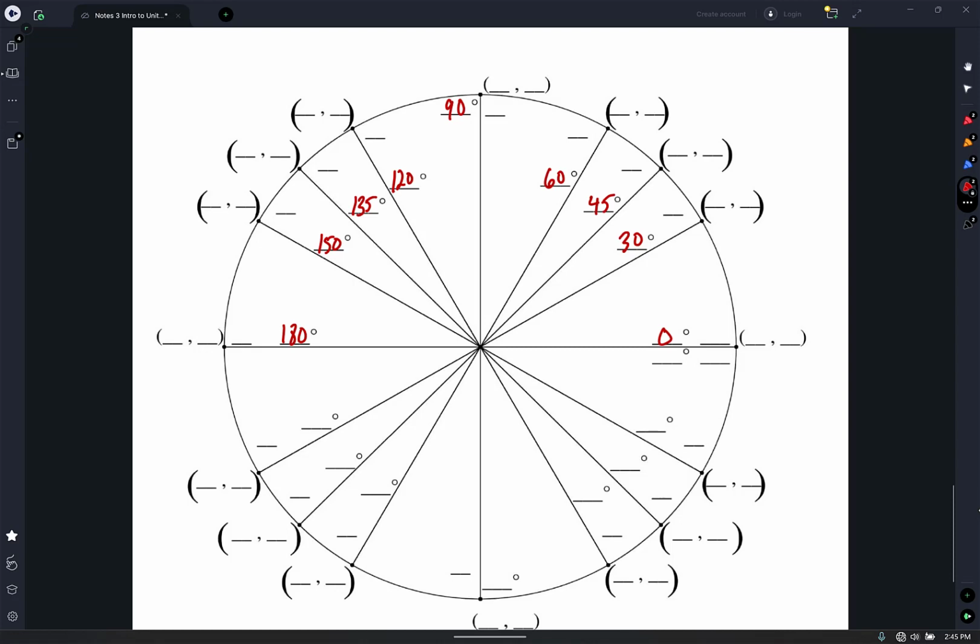What's the next one? 210. 225. 240. 270. What's the next one? 300. Then what's the next one, guys? 315. Then what? 330, and then finally you've done a whole revolution, which is 360. So we at least got that down.